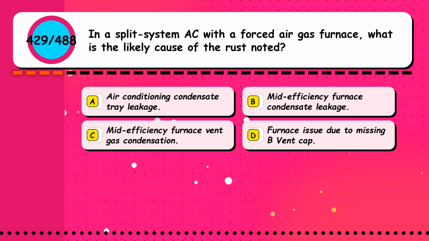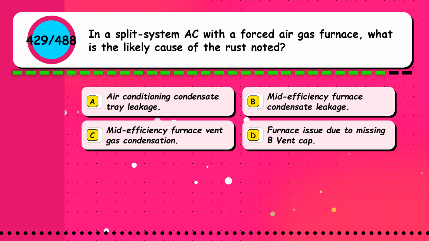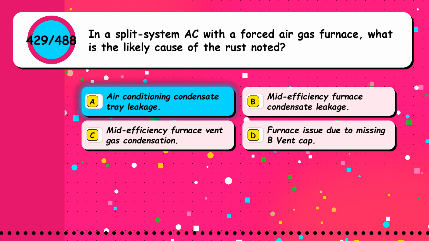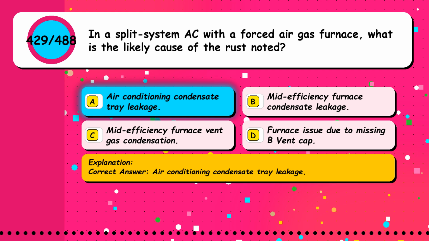Question 429. In a split system AC with a forced air gas furnace, what is the likely cause of the rust noted? Option A, air conditioning condensate tray leakage. Option B, mid-efficiency furnace condensate leakage. Option C, mid-efficiency furnace vent gas condensation. Option D, furnace issue due to missing B vent cap. The correct answer is option A, air conditioning condensate tray leakage.